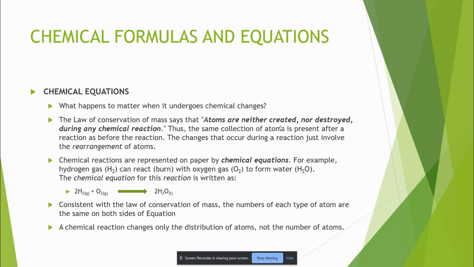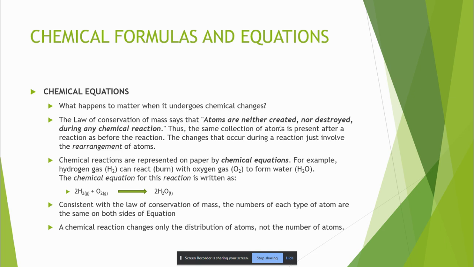For example, hydrogen gas can react or bond with oxygen gas to form water. So the chemical equation for that will be 2H2 + O2 → 2H2O. Look at what happens there. I have 2H2 before, so 4 hydrogens before the reaction. After the reaction, I still have 4 hydrogens. I have 2 oxygens before the reaction. After the reaction, I still have 2 oxygens. Atoms are neither created nor destroyed, but are converted from one form to another. They are just being rearranged.